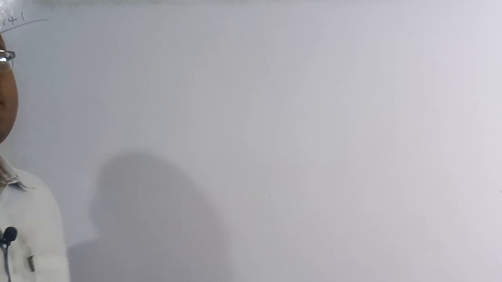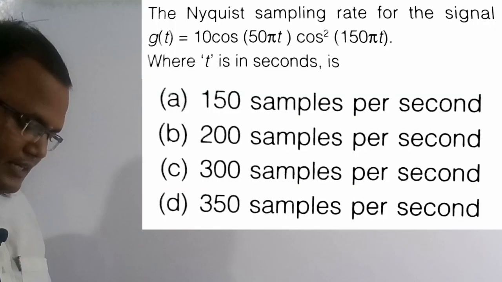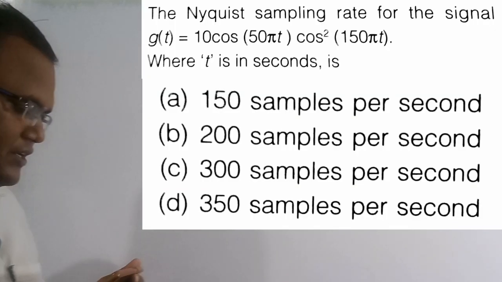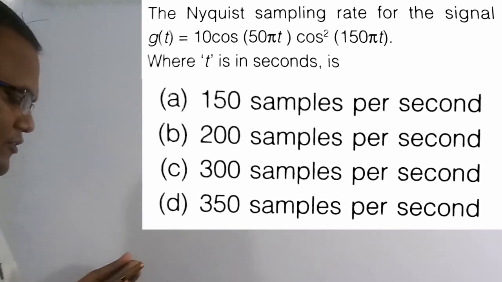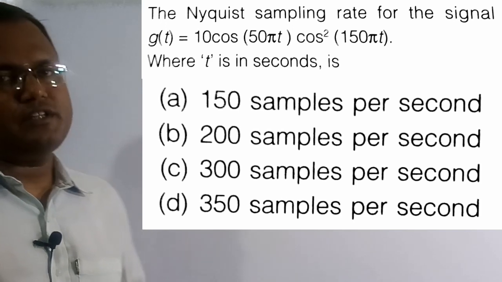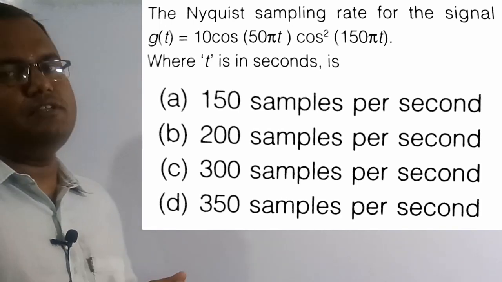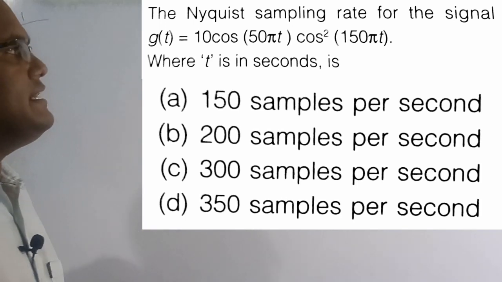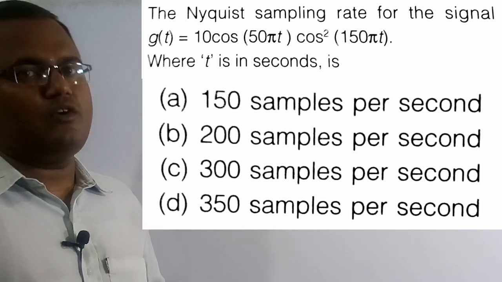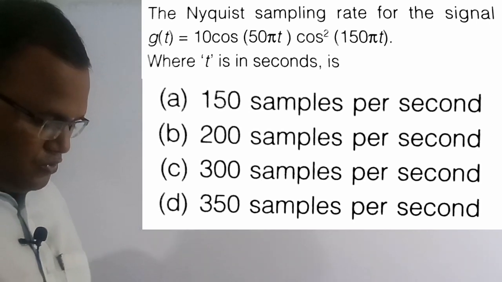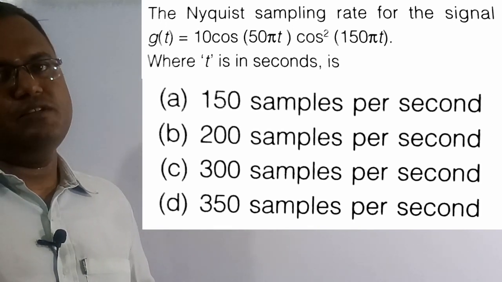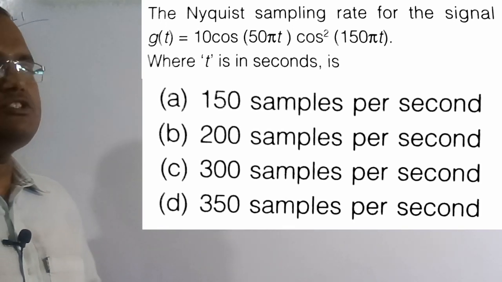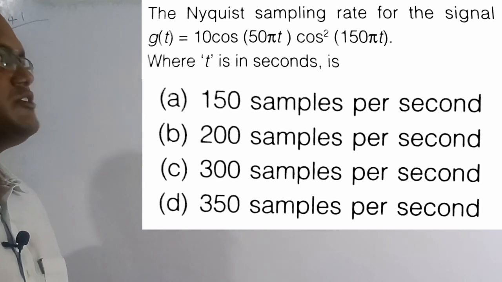So why waste more time? Let's get started. Now we are going to solve the 141st question. The Nyquist sampling rate for the signal g of t equal to 10 cos 50 pi t into cos square 150 pi t, where t is in seconds. We have to find the Nyquist frequency, which is the minimum sampling frequency. Out of the four options, option D, 350 samples per second, is the correct solution.